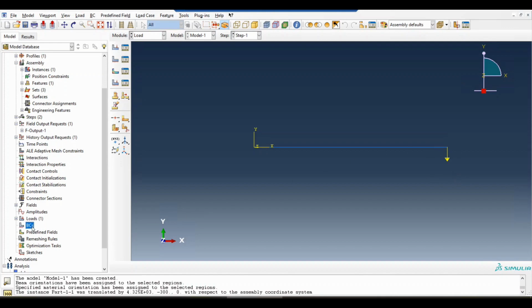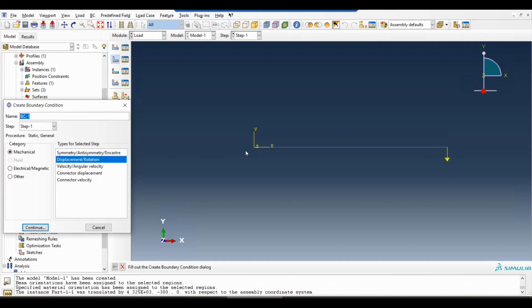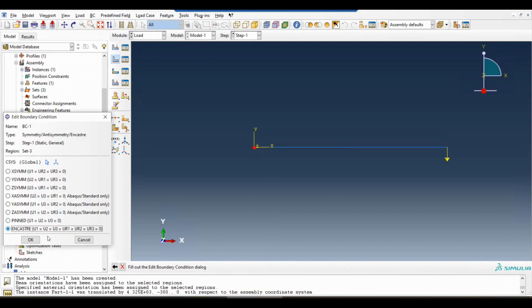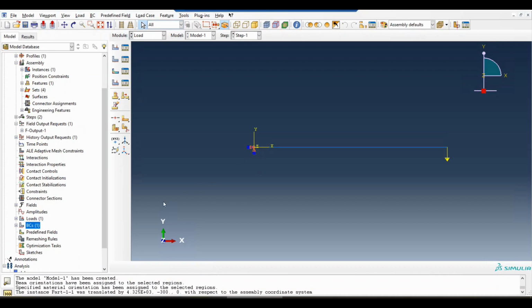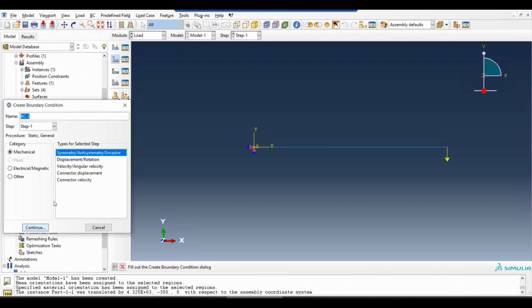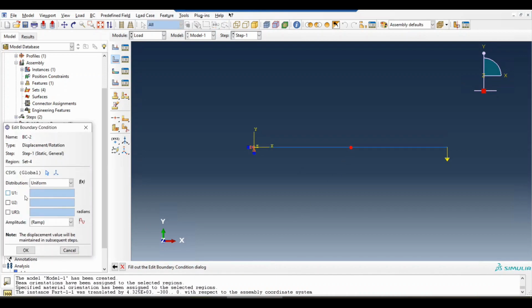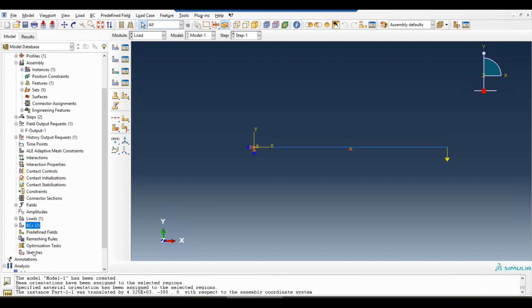Now go to our boundary conditions. So for this point, which is fixed, you can just select it, click done, and then encastre. That means it is fixed. Now for the roller, select displacement and rotation, select this point here, done. We will be allowing motion here, but we'll be restricting this one. So say OK. Now we have our roller here, we have force here, we have spring attached already.